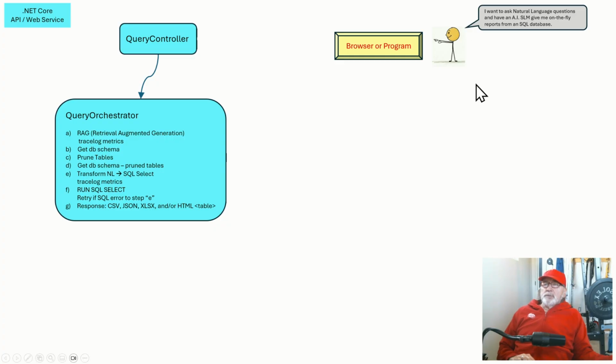So here we've got our buddy up here, probably an end user, and he's saying, I want to ask natural language questions. And I want an AI, small language model or large language model, to give me on-the-fly reports from a SQL database. So there's step one. That's a natural language question. And it might be something like, what are my 5 best-selling products by gross revenue?